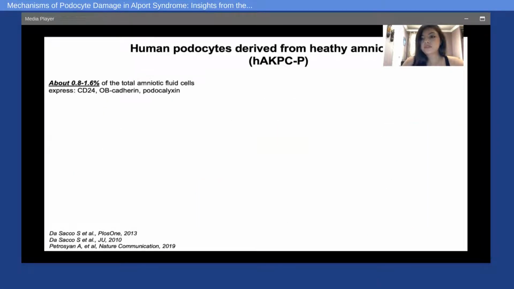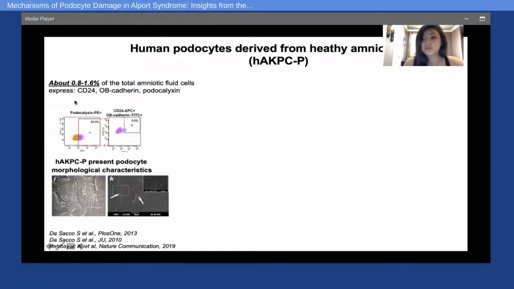Now, human podocytes derived from amniotic fluid cells, the way we do this is by initially expanding the amniotic fluid cells in Chang media and then using three markers, CD24, ubiquitin, and podocalyxin, and isolating these cells through flow cytometry. We see that around 0.8 to 1.6% of the total amniotic fluid expanded cells are indeed positive for these three markers. We take these cells, we expand them in Chang, and then when we're ready, we differentiate a portion using red medium and collagen type 1 coating. After differentiation for 2 weeks, we see that they present the podocyte morphological characteristics, where we see foot processes.